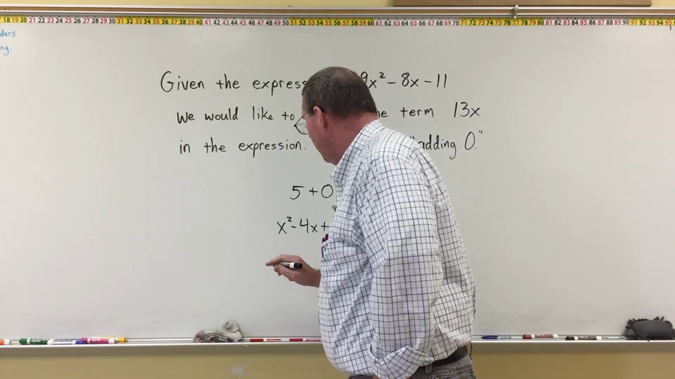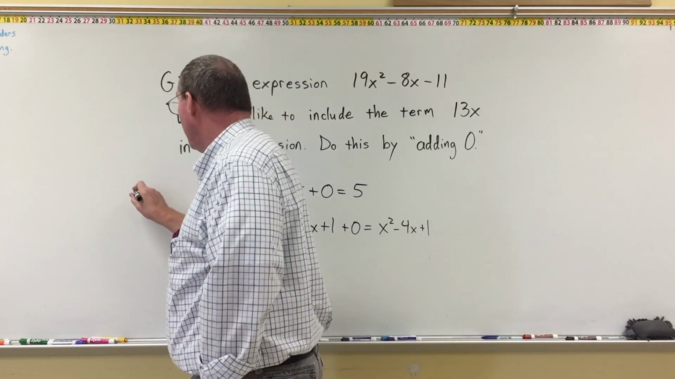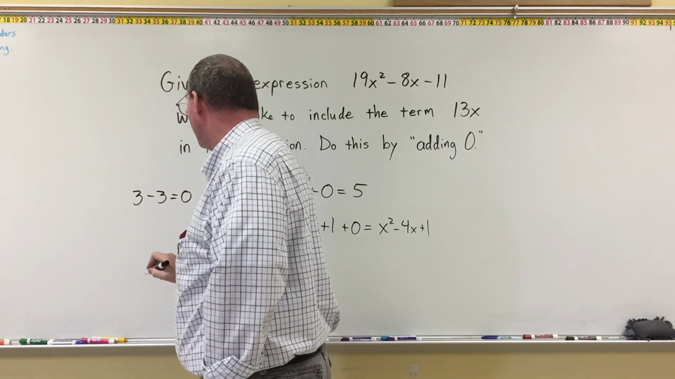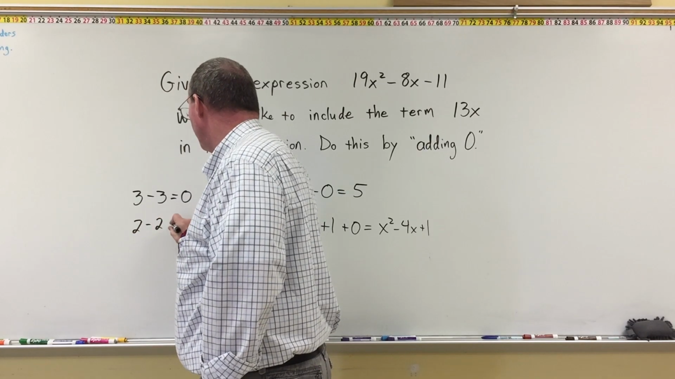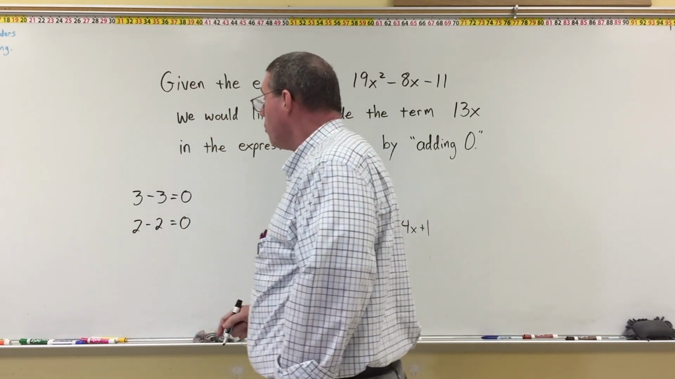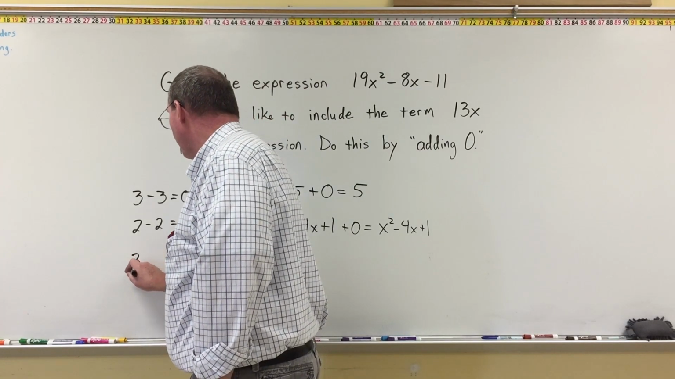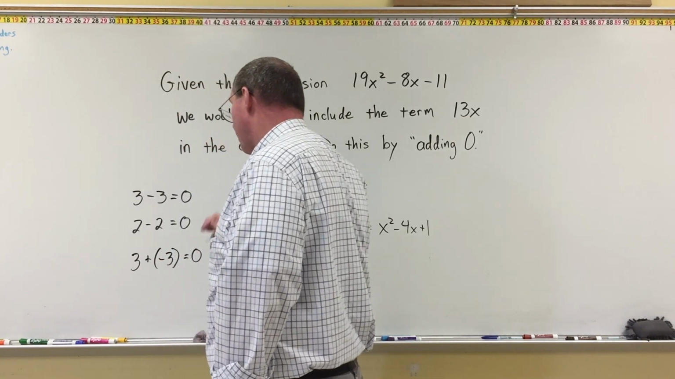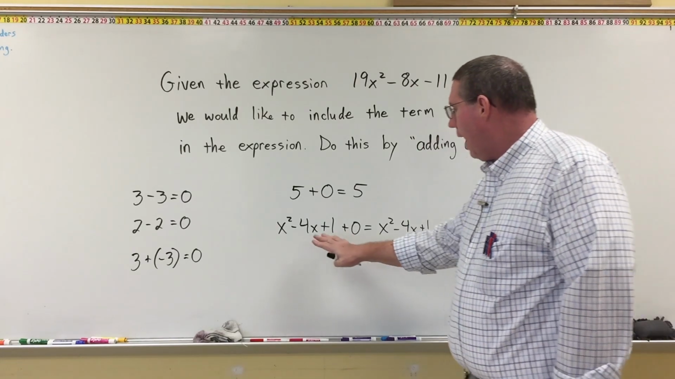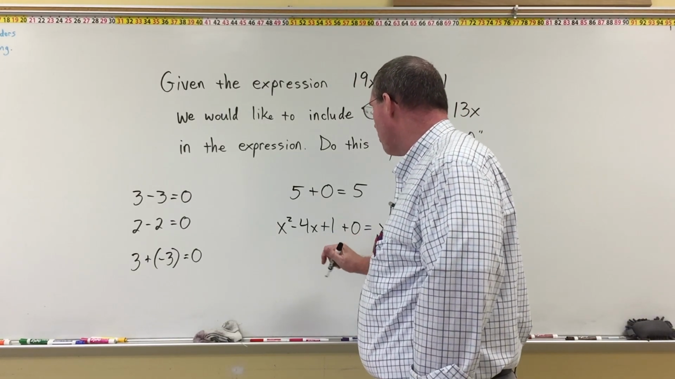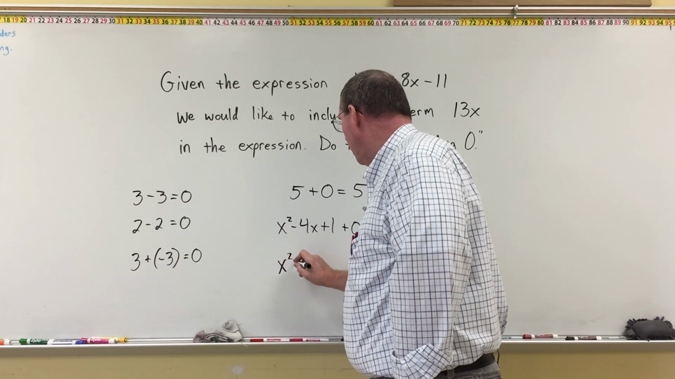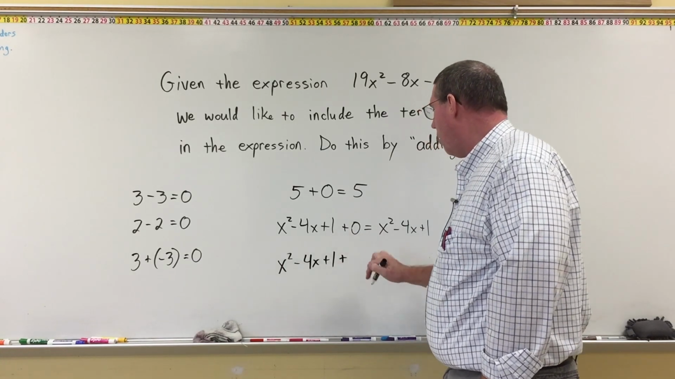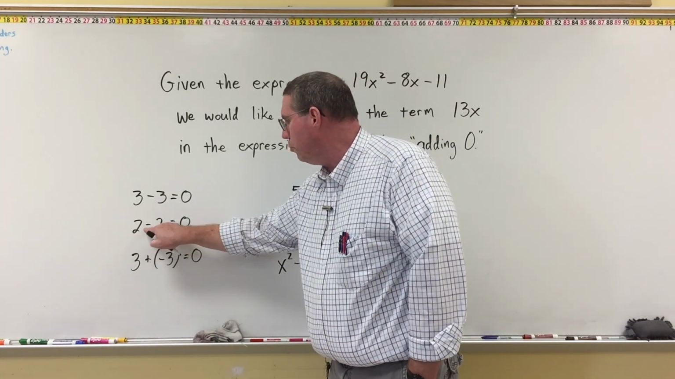First, we have to understand, and I hope you understand, that, for example, 3 minus 3 is equal to 0, and 2 minus 2 is equal to 0. We can also write it a different way. We can say that 3 plus, in parentheses, negative 3, is also equal to 0. And so what I'm saying here is that I can come over here to this x squared minus 4x plus 1, and instead of putting plus 0, I'm going to put plus 2 minus 2.